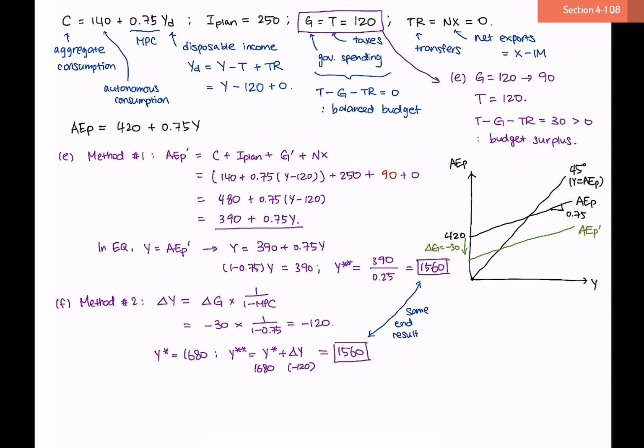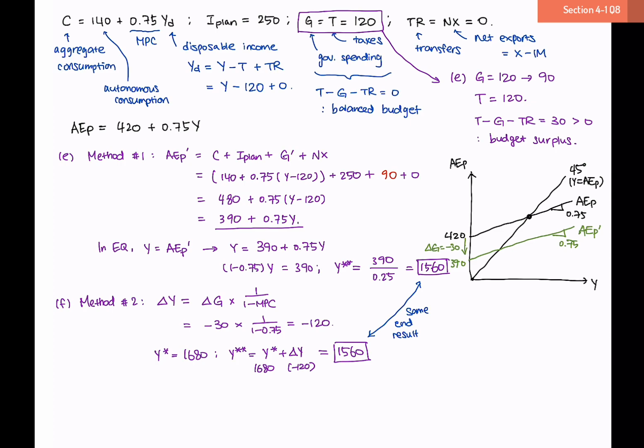So our y-intercept of the new planned expenditures is lower at 390, but then afterwards it's the same. As your output rises, your consumption rises, which means your planned expenditures also rise at the same speed of 0.75. So we see a parallel shift of the aggregate planned expenditures downward.